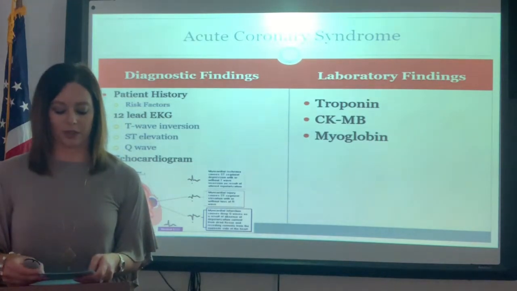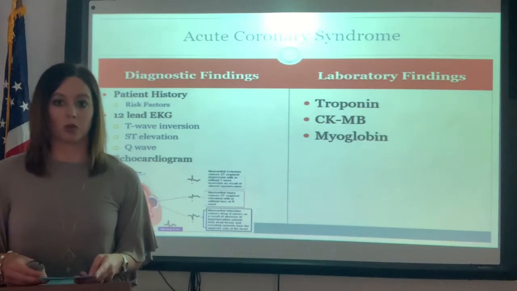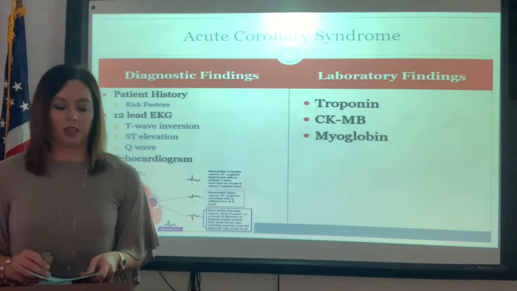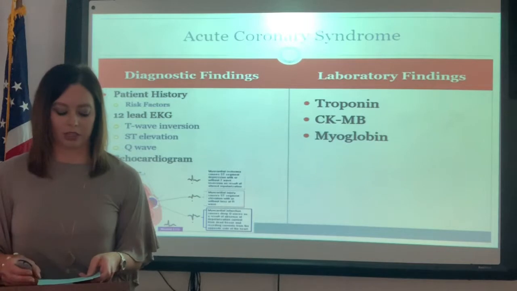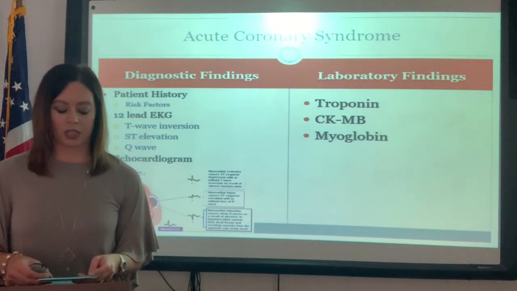There are 3 lab values that are important in identifying acute coronary syndrome. Troponin is a protein found in myocardial cells that regulates contraction. It is a critical marker of acute coronary syndrome. An increase in the level of troponin can be detected within a few hours and remain elevated for as long as 3 weeks.